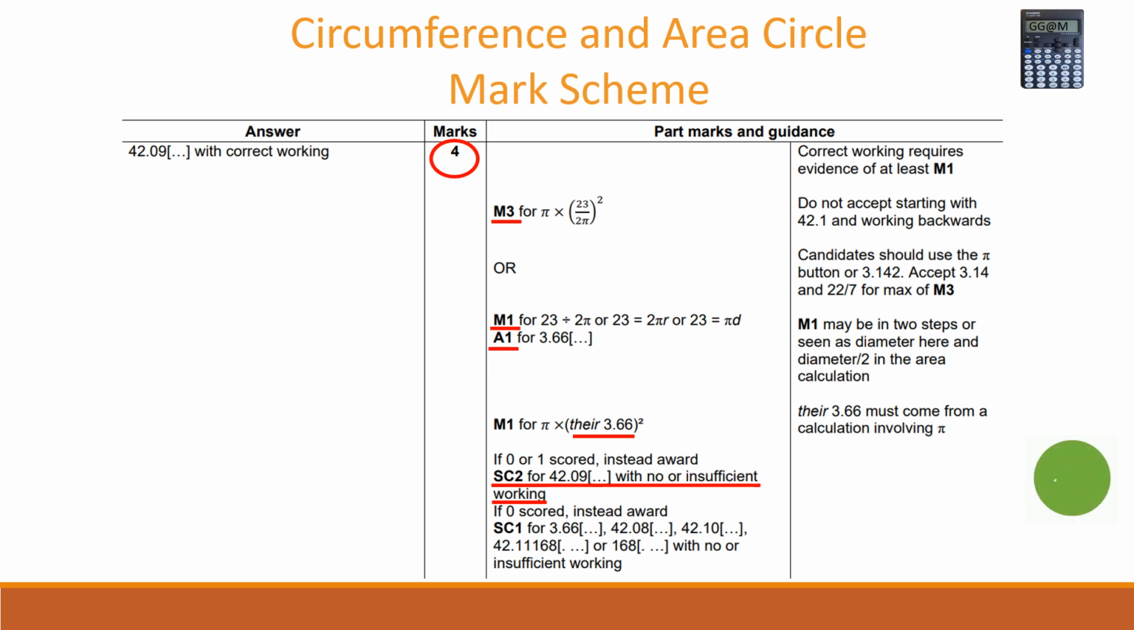SC2 means if you wrote down the number 42.09 with no or insufficient working, you will get 2 marks. SC1 means if you wrote down 3.66 or 42.08 or 42.1, or the other numbers that are given with no or insufficient working, you can get 1 mark for that value there.